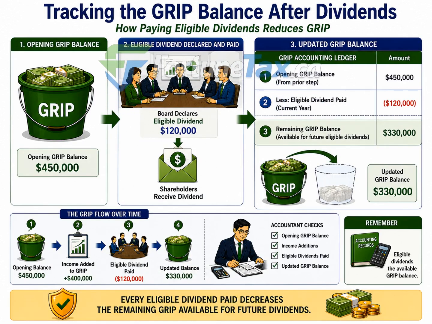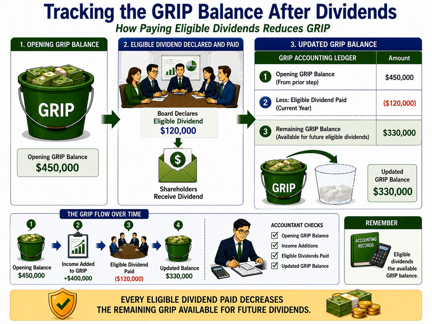In the previous slide, we learned how general rate corporate income increases a corporation's GRIP balance. Now let's see what happens when the corporation actually pays an eligible dividend. We'll continue with the example of ABC Manufacturing Ltd. After recording the current year's income, the corporation now has a GRIP balance of $450,000. This balance represents the amount of income that has been taxed at the general corporate tax rate and is available to support eligible dividends.